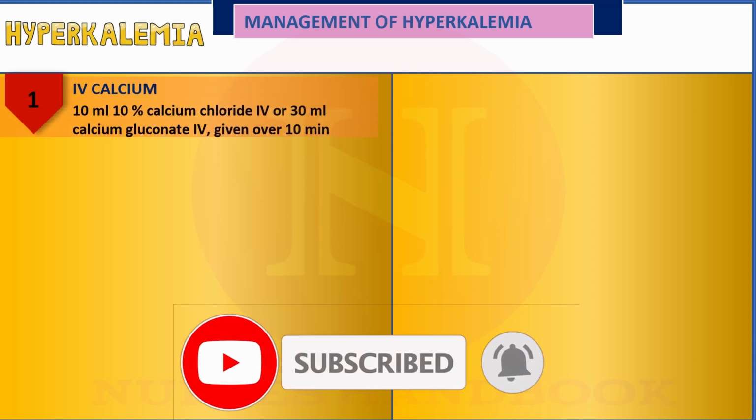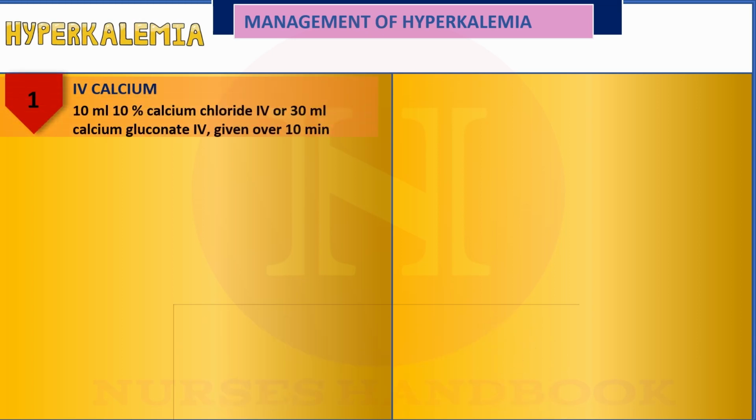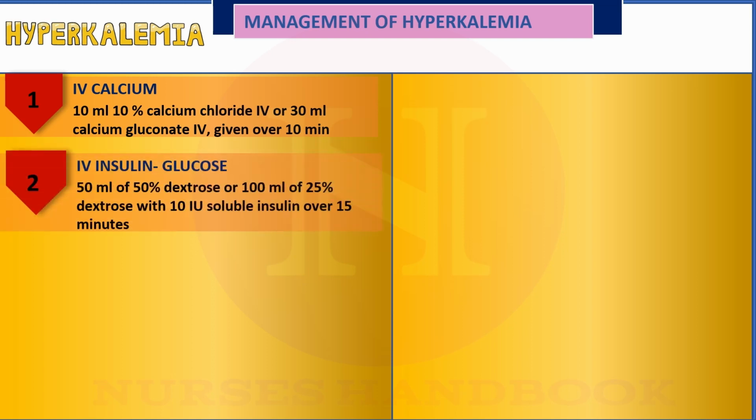1. Injection calcium. 10 ml of 10% calcium chloride or 30 ml of calcium gluconate IV can be given as bolus over 10 minutes. 2. Insulin. IV insulin 10 international units of regular with 50 ml of 50% dextrose or 100 ml of 25% dextrose can be given over 15 minutes.